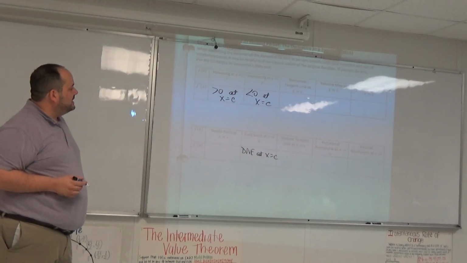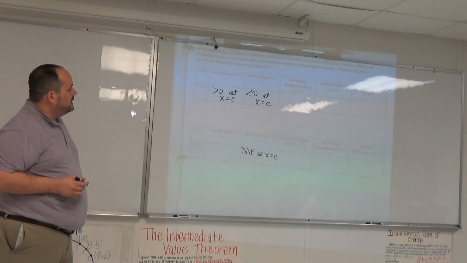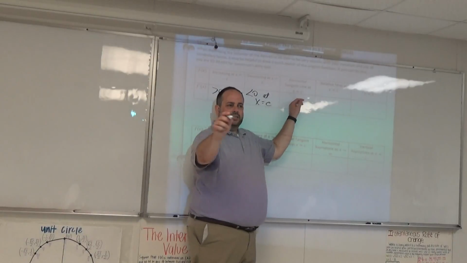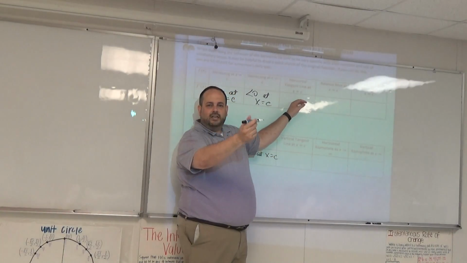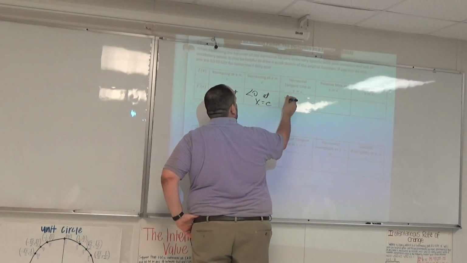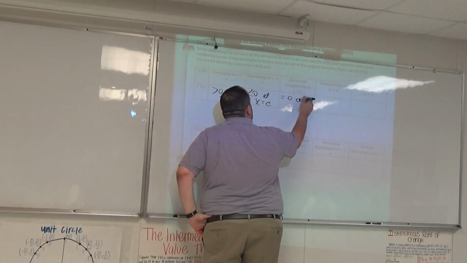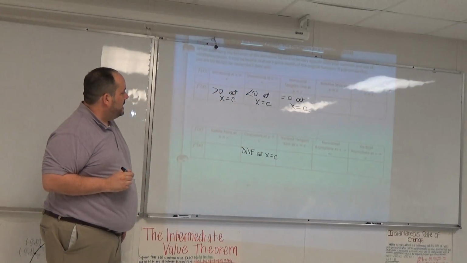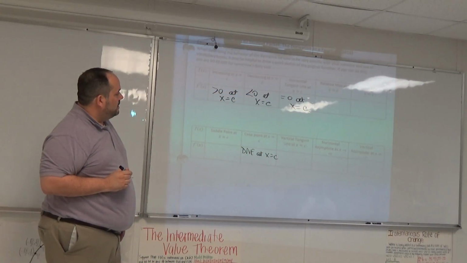Next. Celeste. Celeste, pick a box. Horizontal tangent line. If you have a horizontal tangent line, can you guys all show me a horizontal tangent line? A horizontal tangent line looks like that. Well done. Celeste, what do you know? F prime of x equals 0 at x equals c. Love it. Next. Aaron.